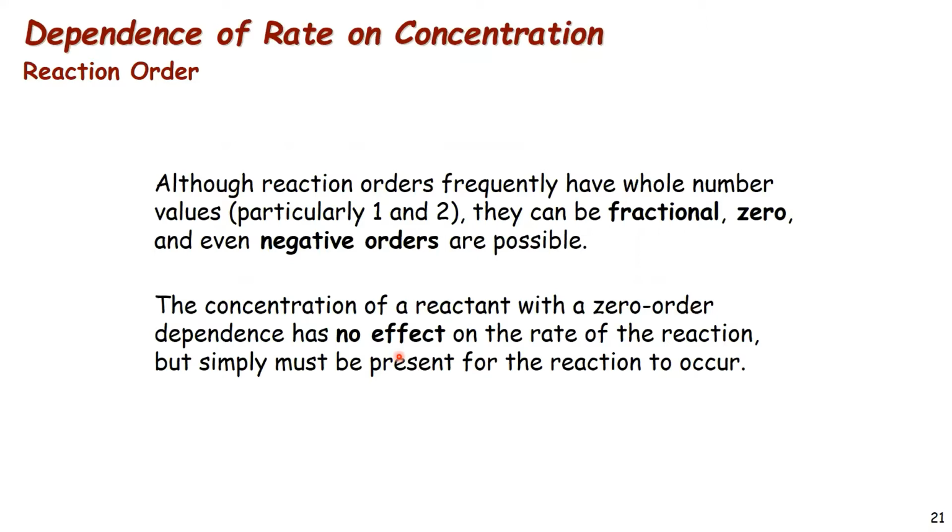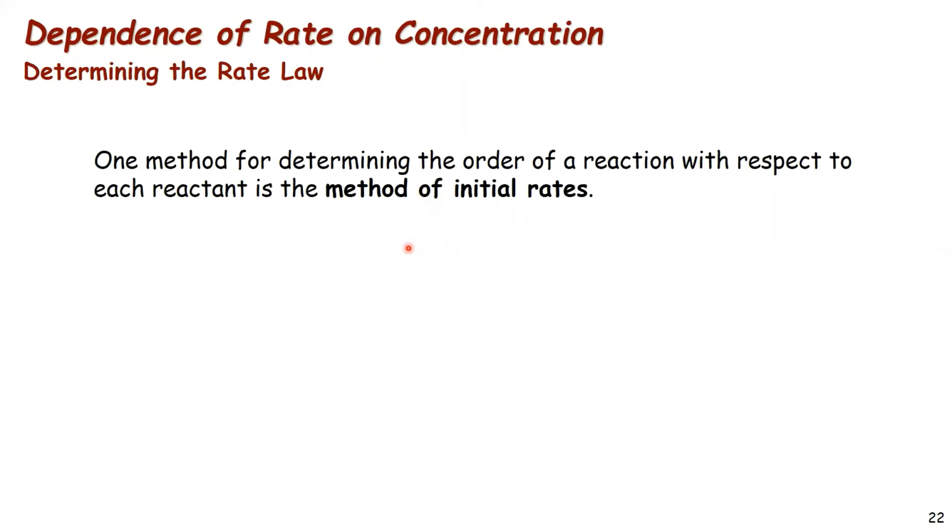Because what is 13 raised to the 0th power? This is arithmetic. 1. What is 483.6 to the 0th power? Still 1, right? So we're not going to write anything to the 0th power. It's just 1, so it just disappears out of the equation. If it's 0th order, it doesn't appear in the rate law because anything raised to the 0 is 1. Now, how do we experimentally determine it?